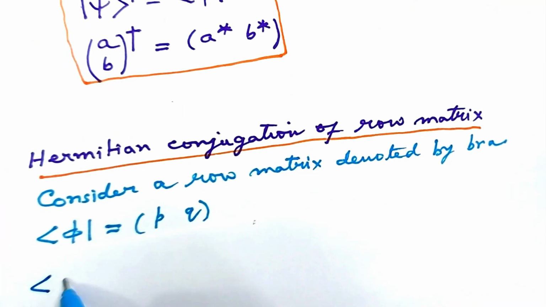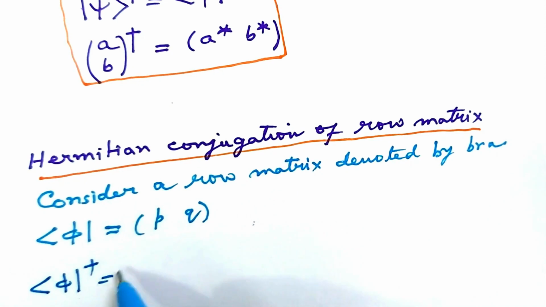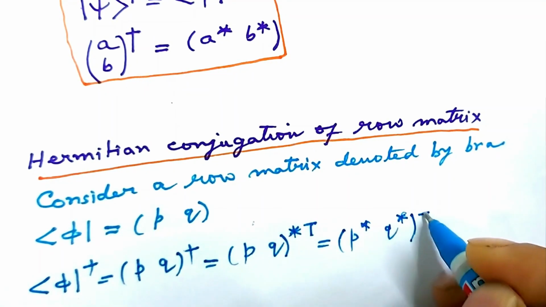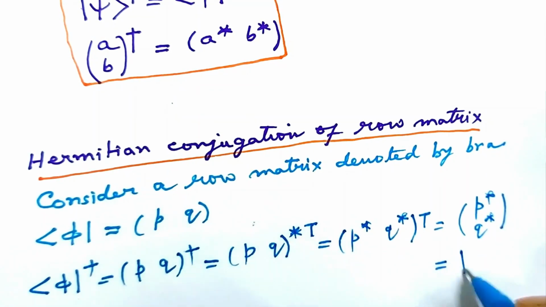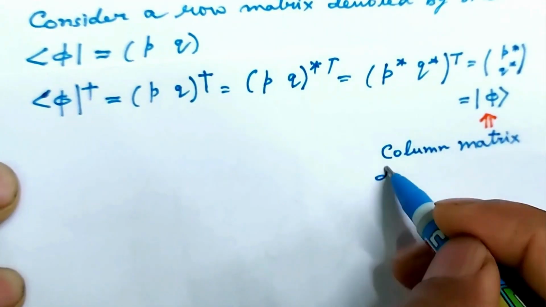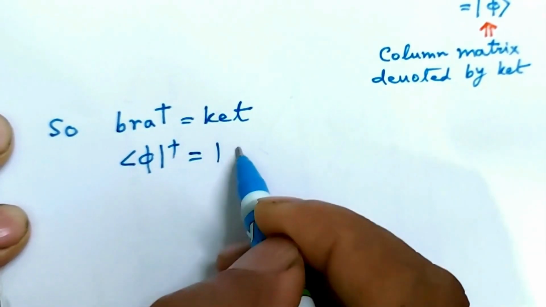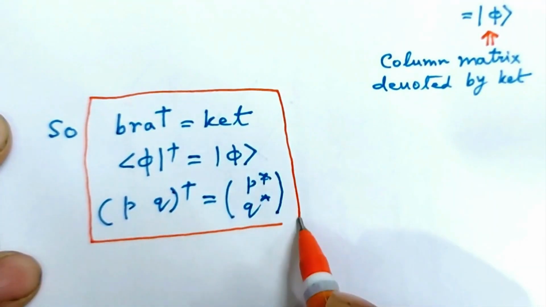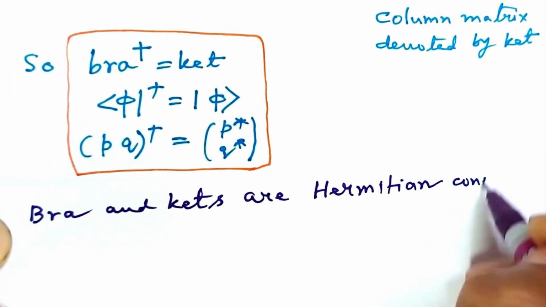Taking Hermitian conjugate means taking dagger, and so let us consider bra phi dagger, which is row matrix PQ dagger. Dagger is star transpose, so we get row matrix P star Q star transpose. Transpose converts it to a column matrix P star Q star, and this column matrix is identified as ket phi. So bra phi dagger is ket phi, row matrix PQ dagger is column matrix P star Q star. We thus have shown that bra and ket are Hermitian conjugates of each other.